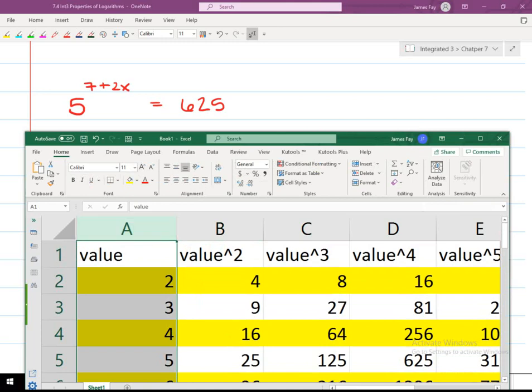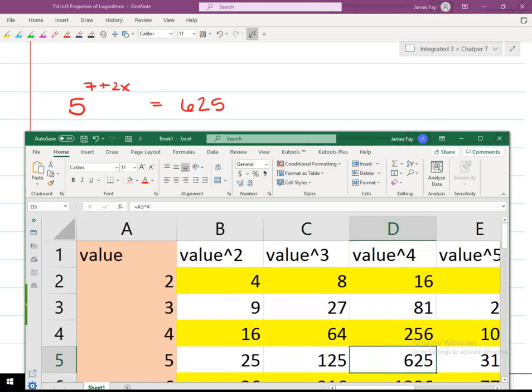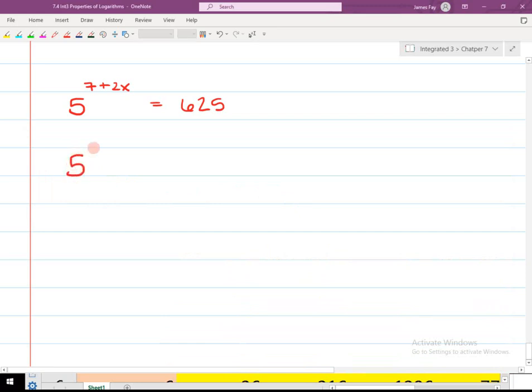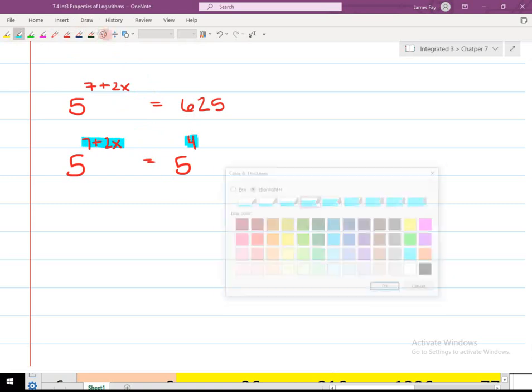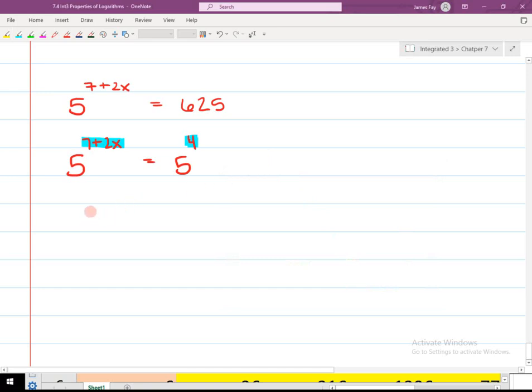If this column here is the base column, I see 5, 625. That's to the 4th power. So now I can rewrite this as 5 to the 7 plus 2x equals 5 to the 4th, right? Now, because the bases are the same, what can I say about those exponents? Bases are the same, exponents have to be the same, right? They're comparable. So 7 plus 2x is equal to 4.